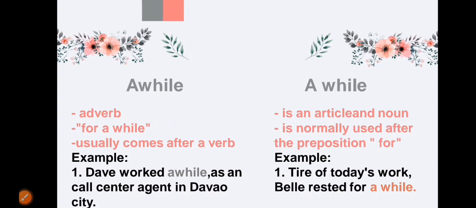Next, a while, which is an article and a noun. It is normally used after the preposition for. For example, tired of today's work, Belle rested for a while. So here the phrase a while comes after the preposition for. That's something you need to remember: once the word a while is preceded by the preposition for, you have to consider the phrase a while.